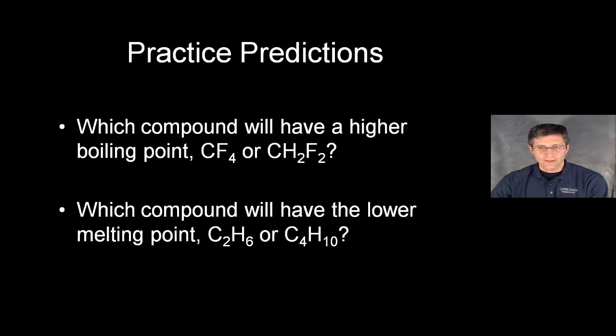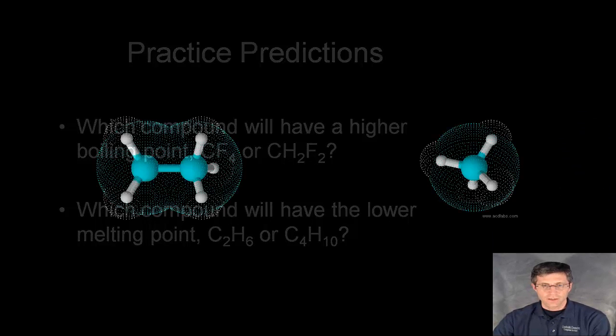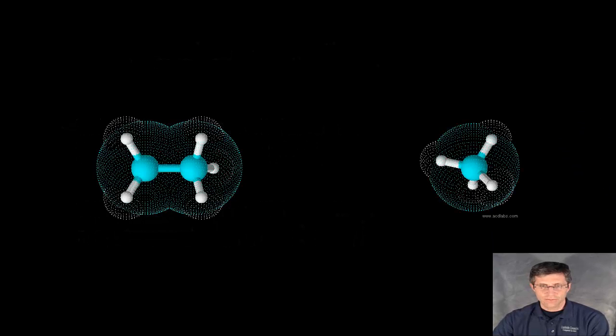I'll look at these two. I have ethane, C2H6, and butane, C4H10. These are the same hydrocarbon structures. One is longer than the other. And from earlier, you may recall that the longer hydrocarbons, the longer molecules, will have higher dispersion forces, have more opportunity for the electrons to shift from one side to another, so stronger interactions due to London dispersion forces. So I would predict the ethane has weaker forces and therefore the lower melting point.